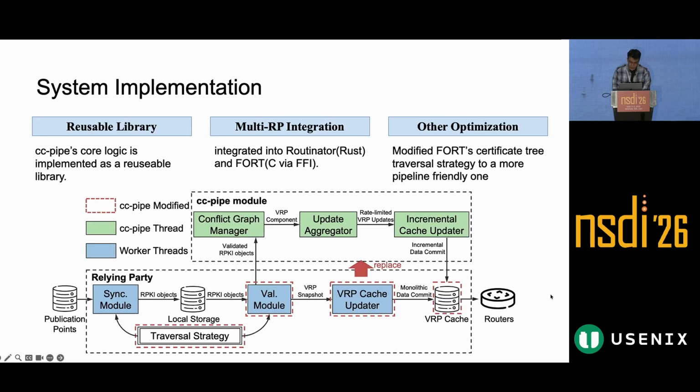For CityPipe implementation, we built the core logic of CityPipe as a reusable library, and we integrated it into two mainstream RPs, Routinator and FORT. To unlock pipeline efficiency, we modified FORT, changing the native DFS into a more pipeline-friendly traversal strategy to accelerate the dependency resolution in the conflict graph.